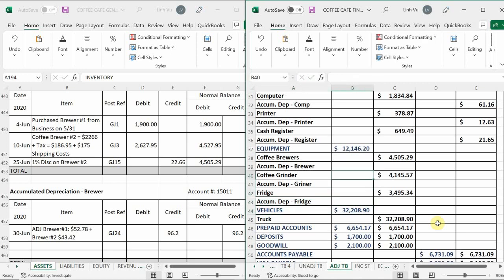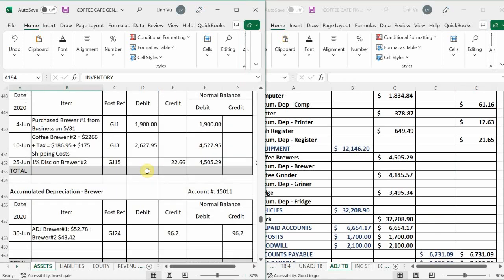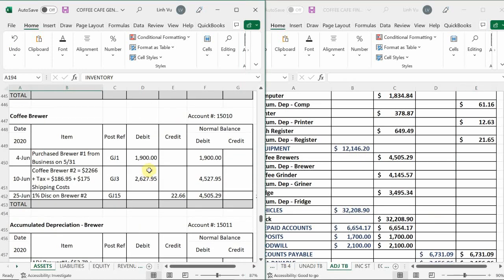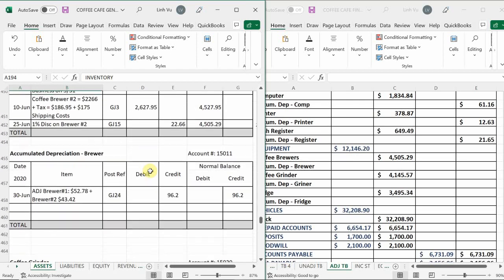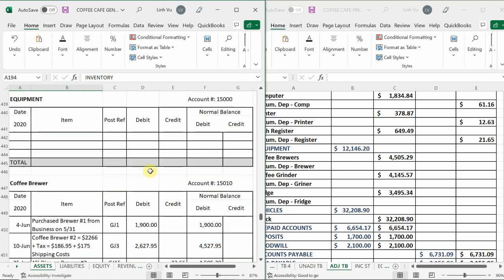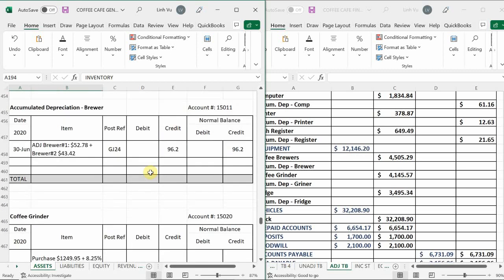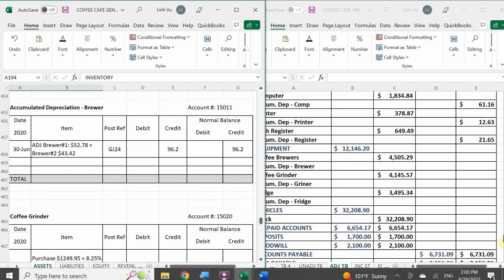Okay, so let's start with the accumulated depreciation for my coffee brewers here. So here's my coffee brewers, right? It's still at a grand total of $4,505. My accumulated depreciation that I calculated was $96.20.